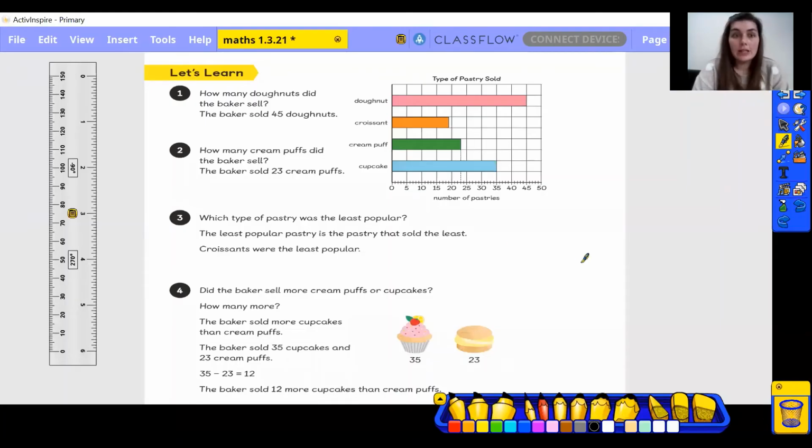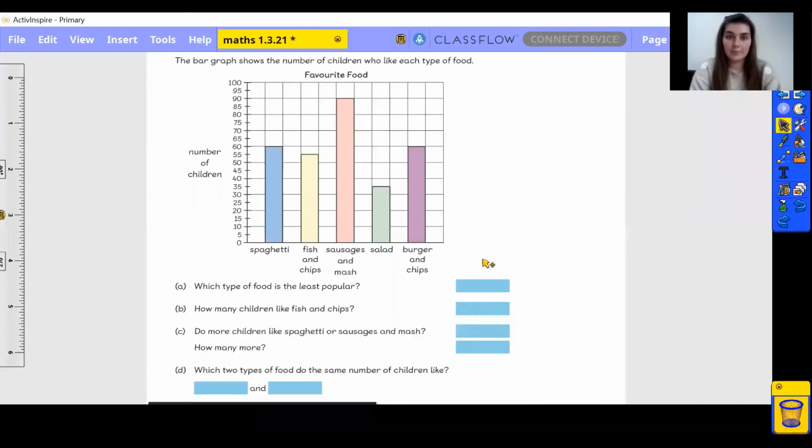So this page here just explains the workings out that we have just done for our first task. So we can check our answers were right. The baker sold 45 donuts, 23 cream puffs. Croissants were the least popular, and then how many more? Well, we worked out that 35 cupcakes take away 23 cream puffs means that 12 more cupcakes were sold than cream puffs. What we would like you to do now is use the favourite food bar graph to answer these questions. So pause the video to give those a go, and then we'll come back and have a look at the answers.